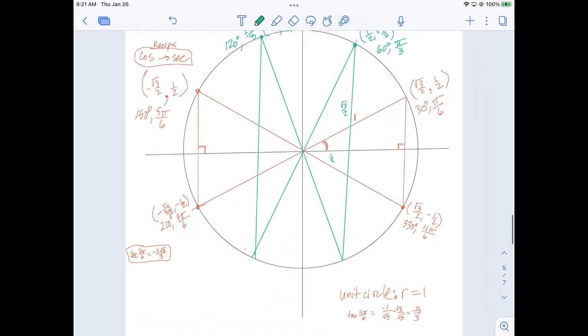All right, speaking of, down here, the ordered pair is negative 1/2, negative square root of 3/2. And if I'm 60 degrees past 180, where am I?